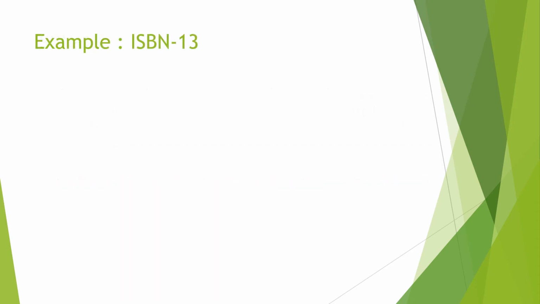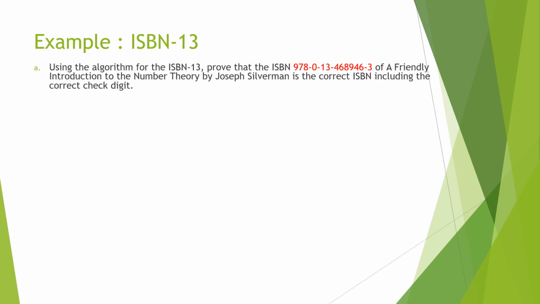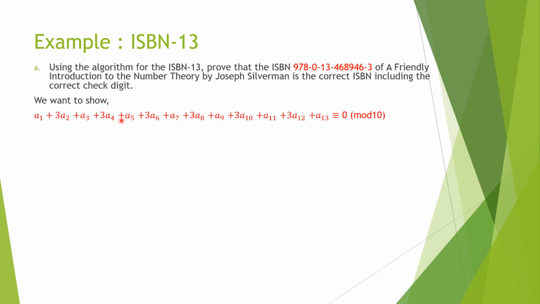Let's have here an example for ISBN 13. Using the algorithm for the ISBN 13, prove that the ISBN 978-013-4689-463 of A Friendly Introduction to Number Theory by Joseph Silverman is the correct ISBN, including the correct check digit. So first, we want to show that A sub 1 plus 3A sub 2 plus A sub 3 up to plus 3A sub 12 plus A sub 13 is congruent to 0 modulo 10.